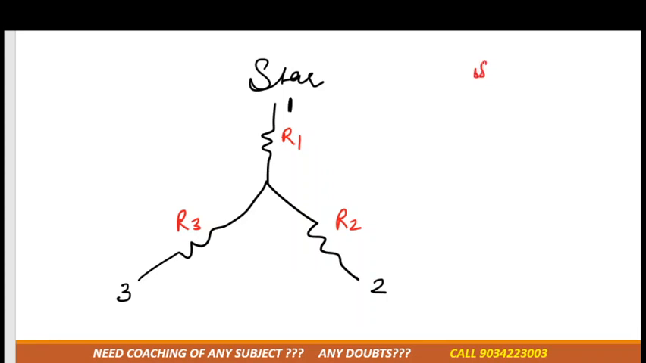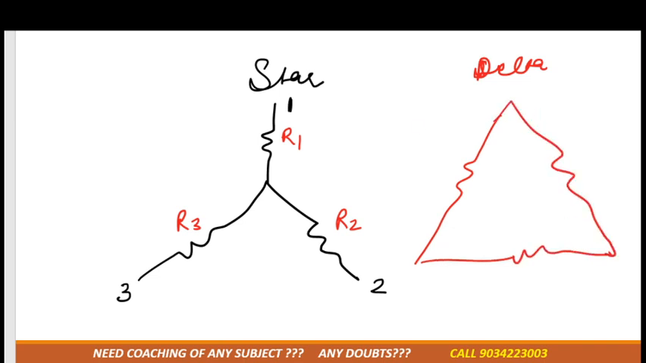Now I'll make the delta also. Delta is like this shape, and this is again 1, this is 2, and this is 3. Between 1 and 3, how much is the resistance? R13. Between 2 and 3? R23. Between 1 and 2? That is R12. Okay. Any doubt up to here?